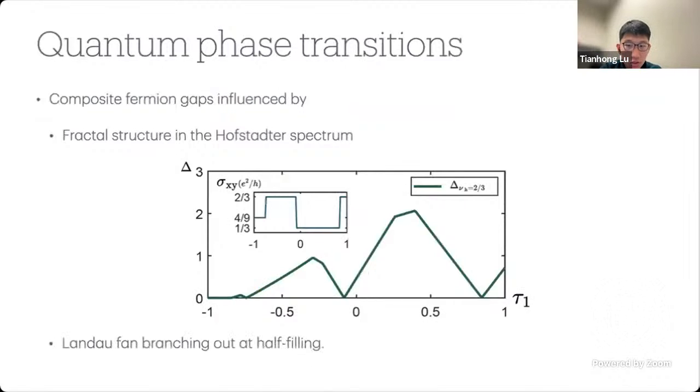Other than that, we found that there's a Landau fan structure branching out at half filling that governs the composite fermion gaps for a group of FCIs. It's a group that includes every Jain FCI other than this 2/3 filling, so it's a pretty extensive phenomenon. What's happening is that there is a higher order Van Hove singularity at half filling, corresponding to this Landau fan.